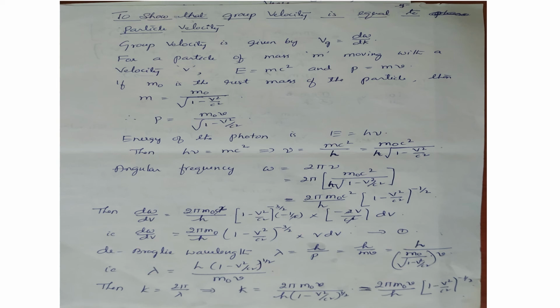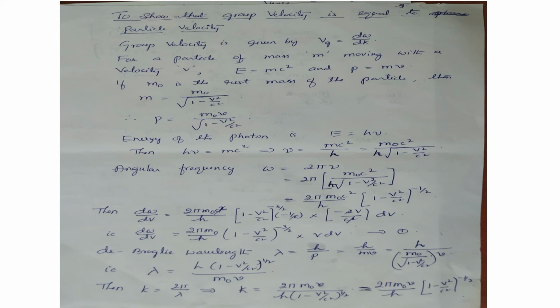Here we have a particle of mass m moving with the velocity v. Then the energy possessed by that particle is mc square, its momentum is mv. If m0 is the rest mass of that particle, the rest mass and the relativistic mass are connected as m equal to m0 by root 1 minus v square by c square. So momentum p equal to mv becomes p equal to m0 v by root 1 minus v square by c square.